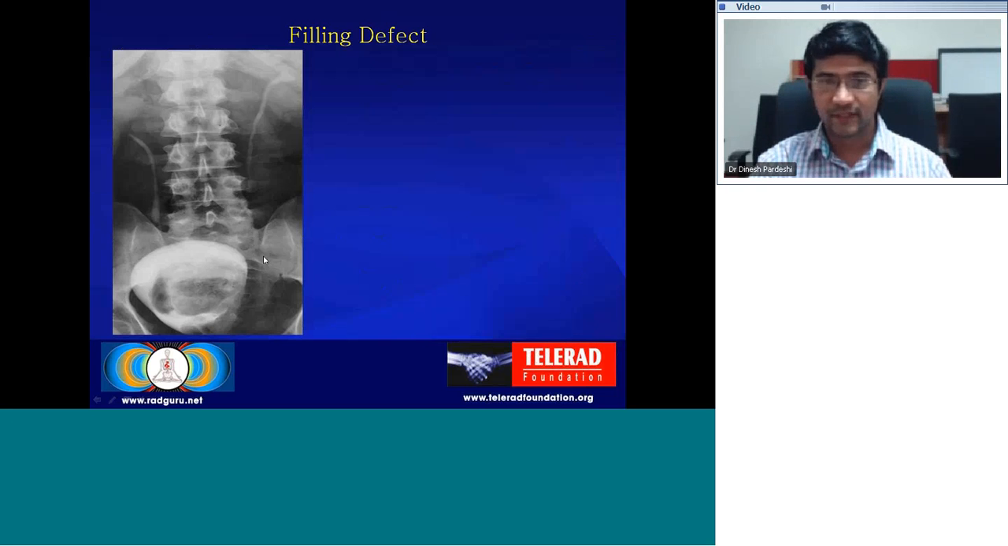The next thing we can evaluate on the full bladder film is the filling defect, which sometimes helps us tell whether it is benign or malignant pathology. For example, in this case, the large, smooth filling defect seen in the patient could be a calculus, but in a patient with pelvic trauma, this most likely represents a hematoma.